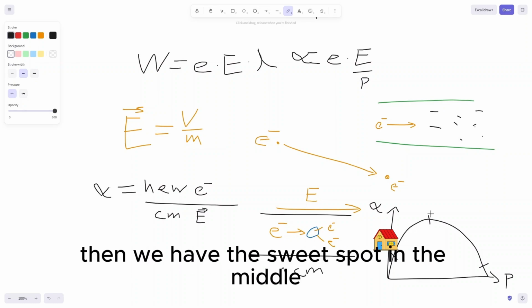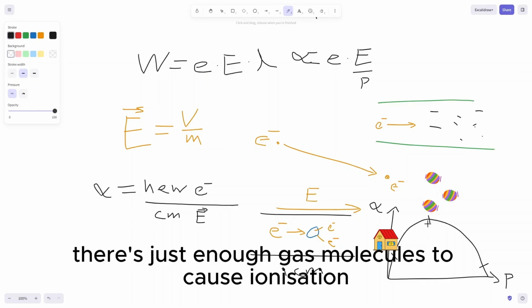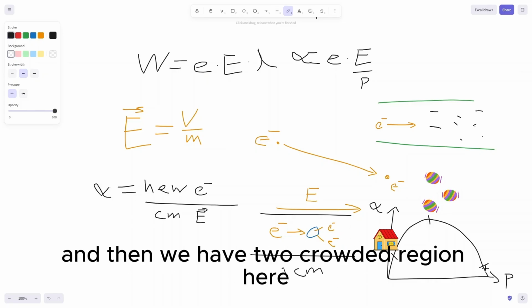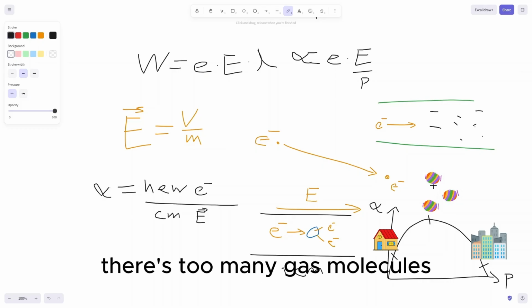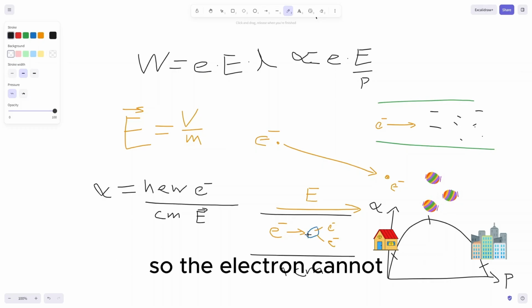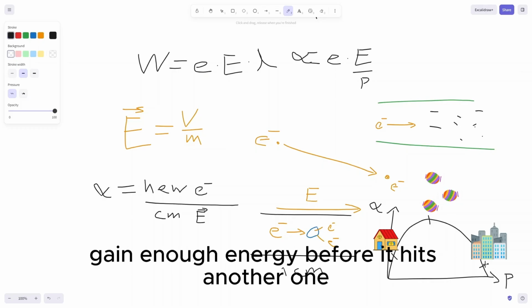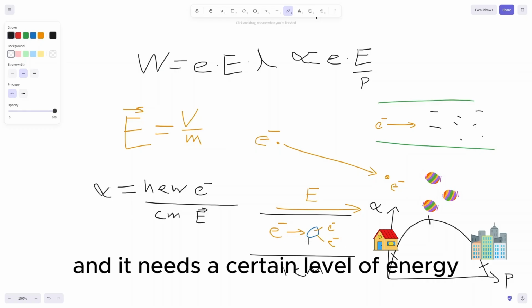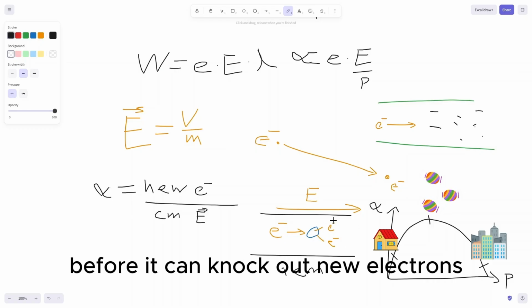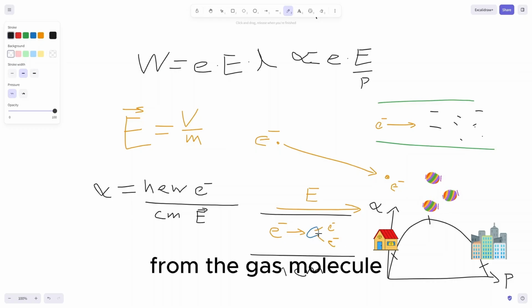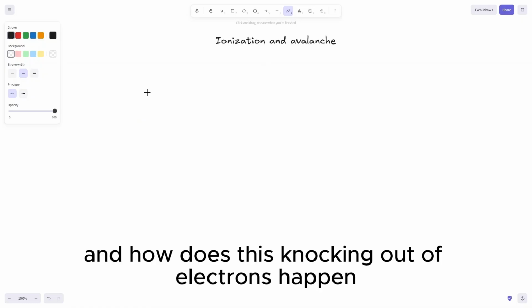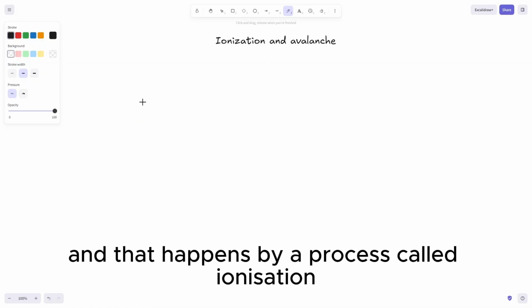Then we have the sweet spot in the middle. There's just enough gas molecules to cause ionization and create more electrons. And then we have the too crowded region here where the pressure is too high. There's too many gas molecules, so the electron cannot gain enough energy before it hits another one. And it needs a certain level of energy before it can knock out new electrons from the gas molecule. But how does this knocking out of electrons happen? That happens by a process called ionization.